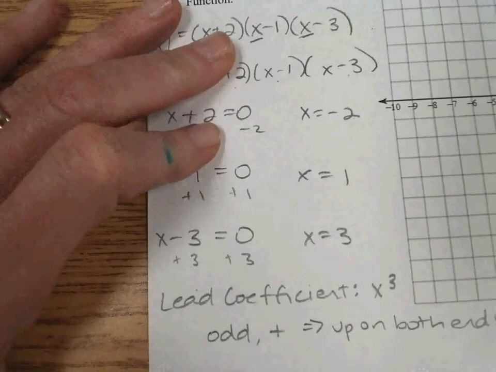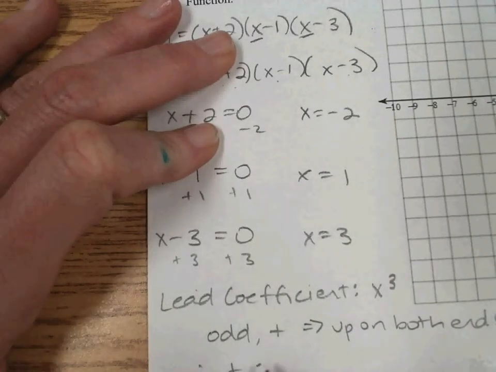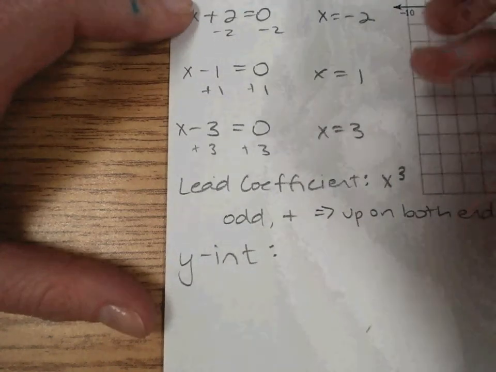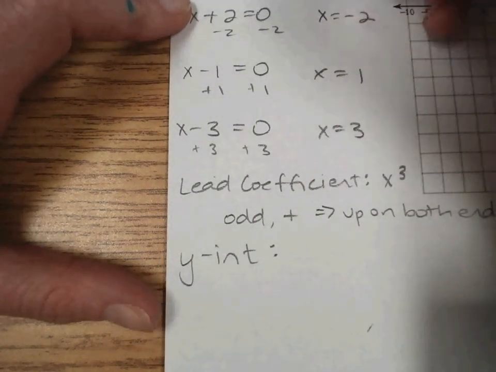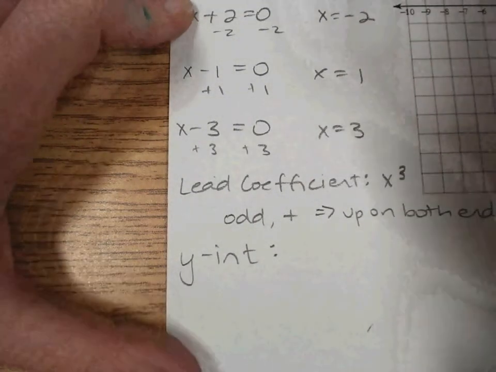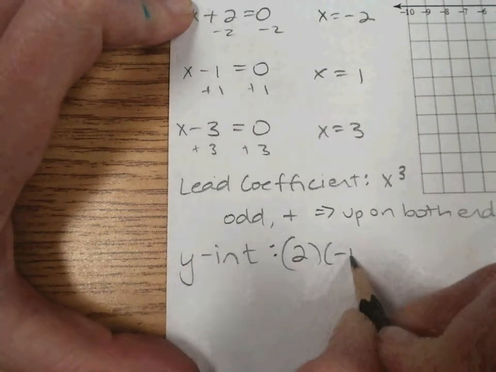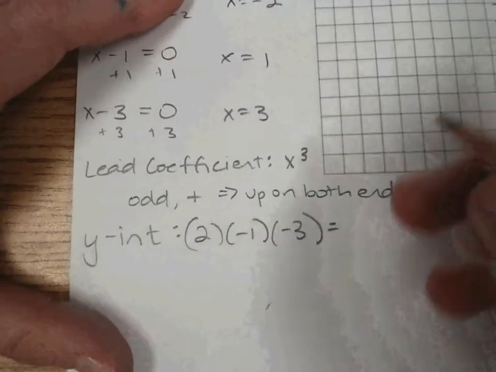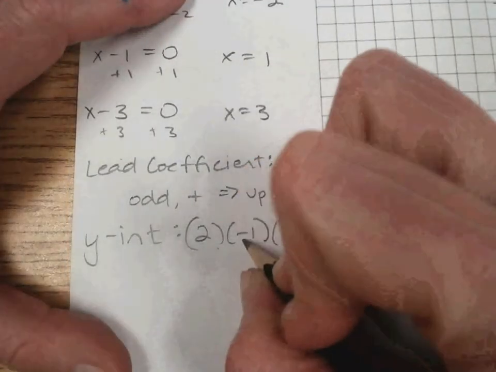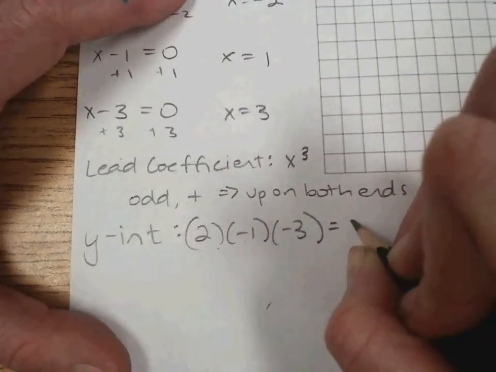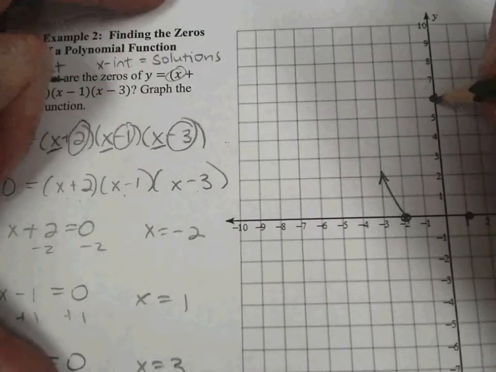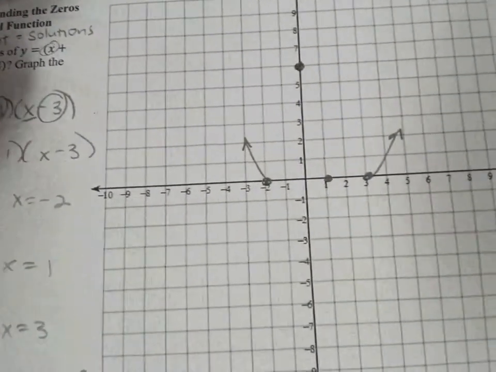The next question is the y-intercept. We can actually figure out the y-intercept by multiplying our last terms. 2 times negative 1 times negative 3 is going to give us our c value, or the constant at the very end, which is a positive 6. So we know our y-intercept is 6.